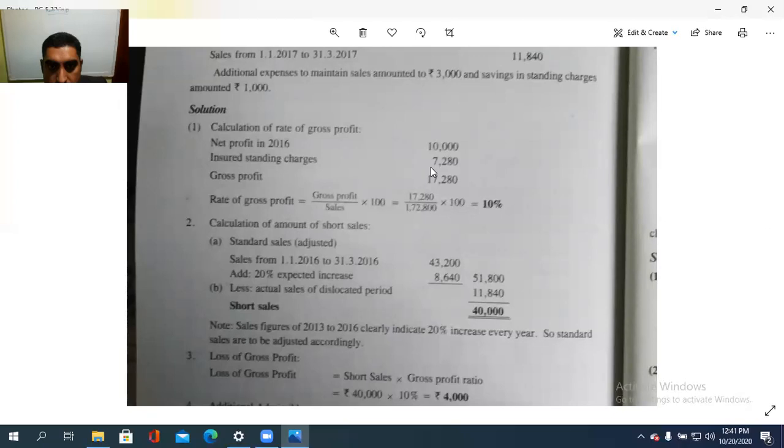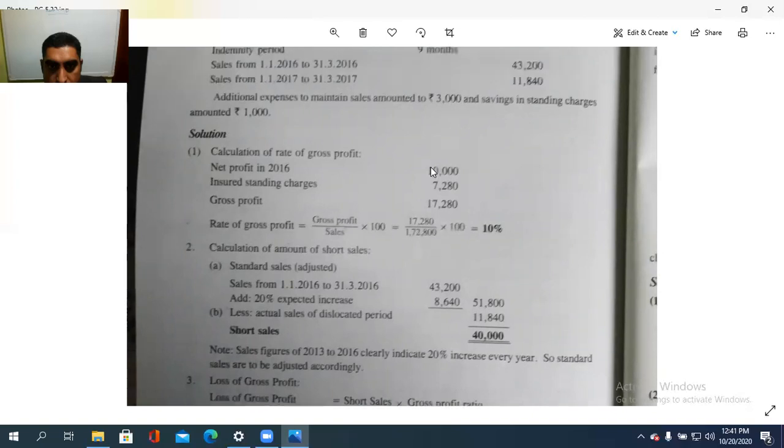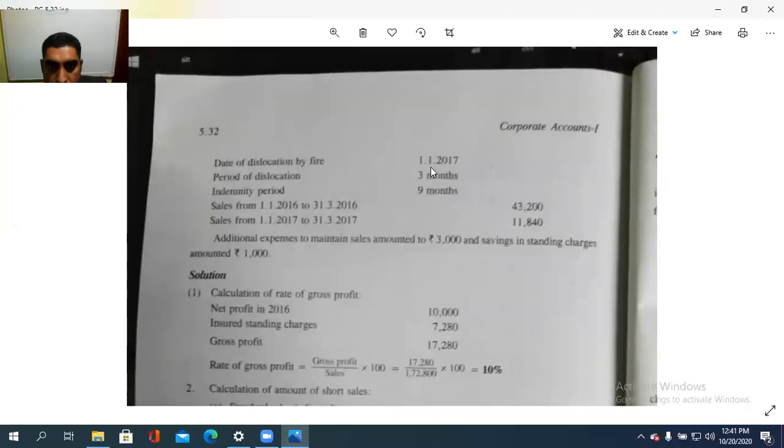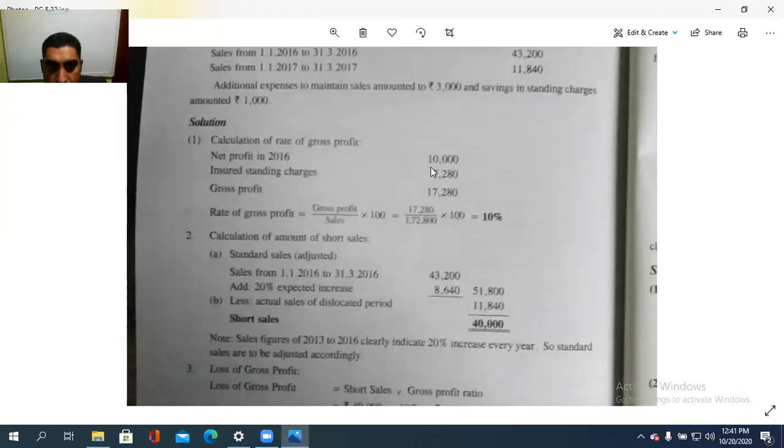Next is what? Amount of short sale. How is the short sale to be calculated? Standard sale is sales from 1/1/2016 to 31/3, that is 43,200. That is already given here, 43,200. And along with that, an additional 20% expected increase is there. So where is it?